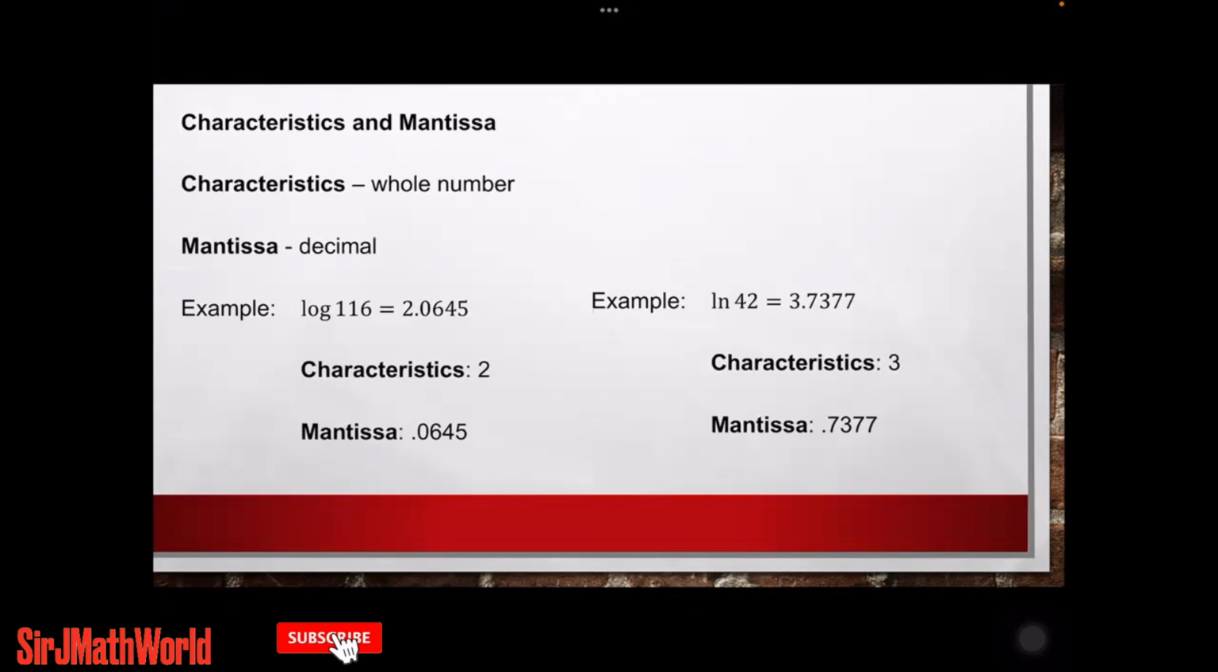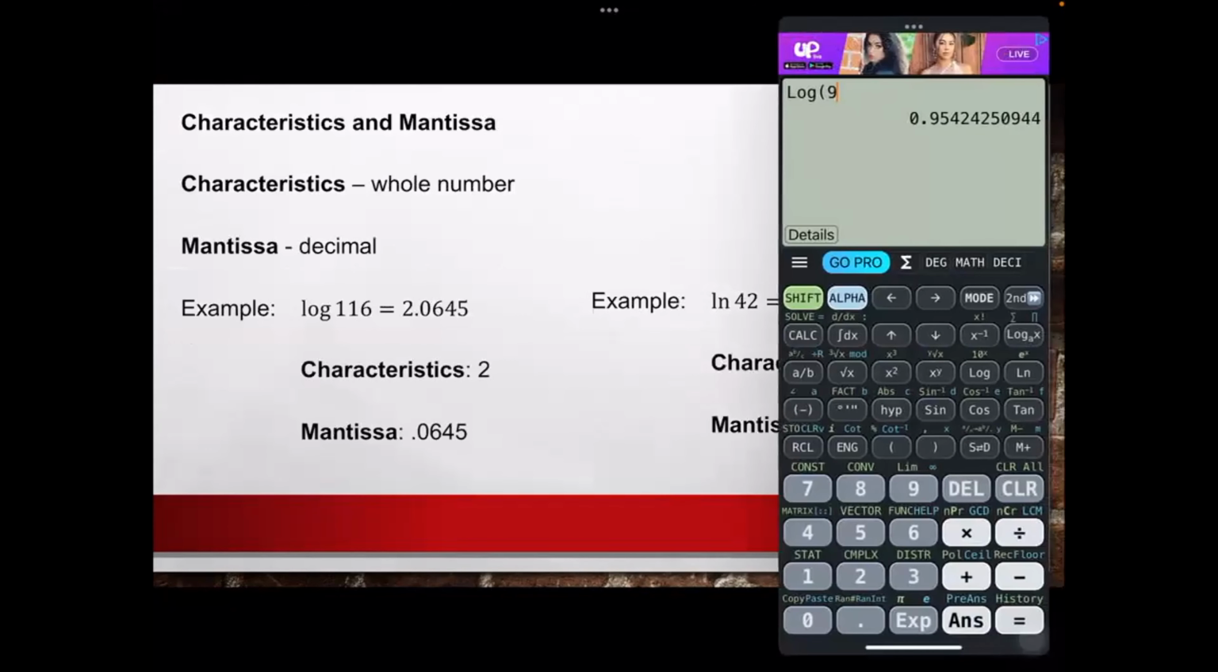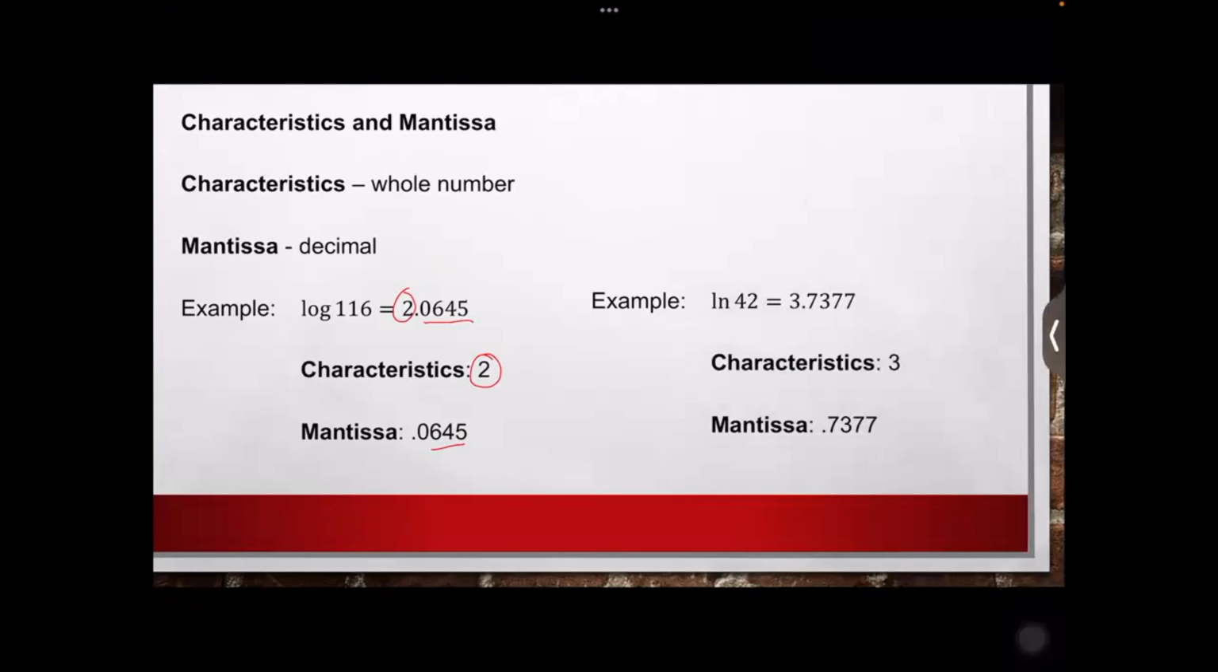Example, the logarithm of 116. When we press it on the calculator, we just press log, then 116. What shows up is 2.0645. We will only take up to 4 decimal places, rounded off. It was 2.06440, so we rounded up, which is why it became 45. The characteristic here is 2, and 0.0645 is the mantissa.